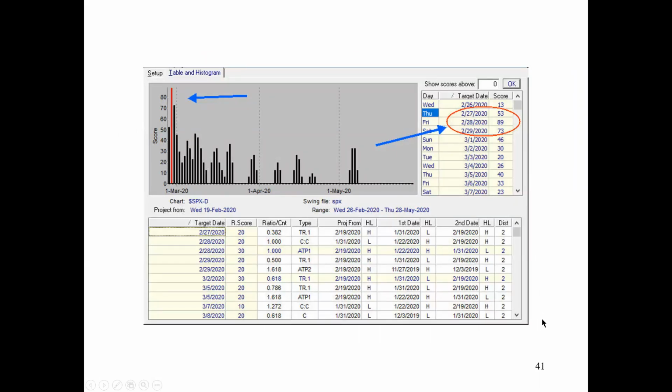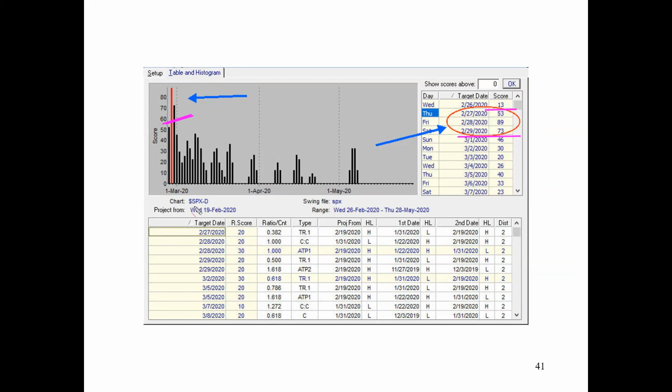Now this is actually out of the Dynamic Trader program from my mentor, Robert Miner. And this is where I'm able to mark the highs and lows on the chart and then project forward in time. And it will show me when something stands out, okay? And here you had a standout. I projected from the last high for the next low. And the dates that stood out, you can see these highest scoring dates came in between 2/27 and 2/29.